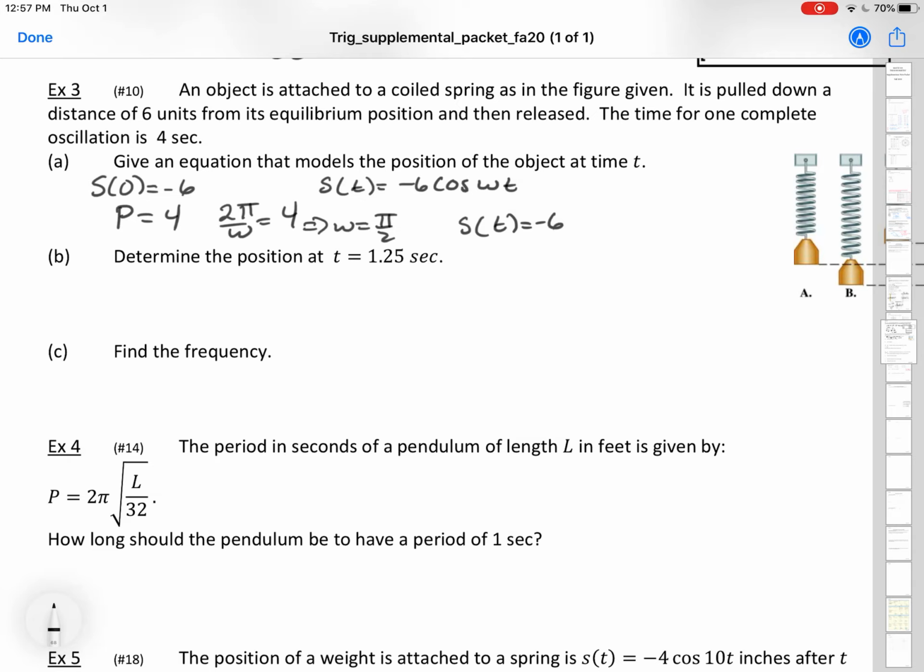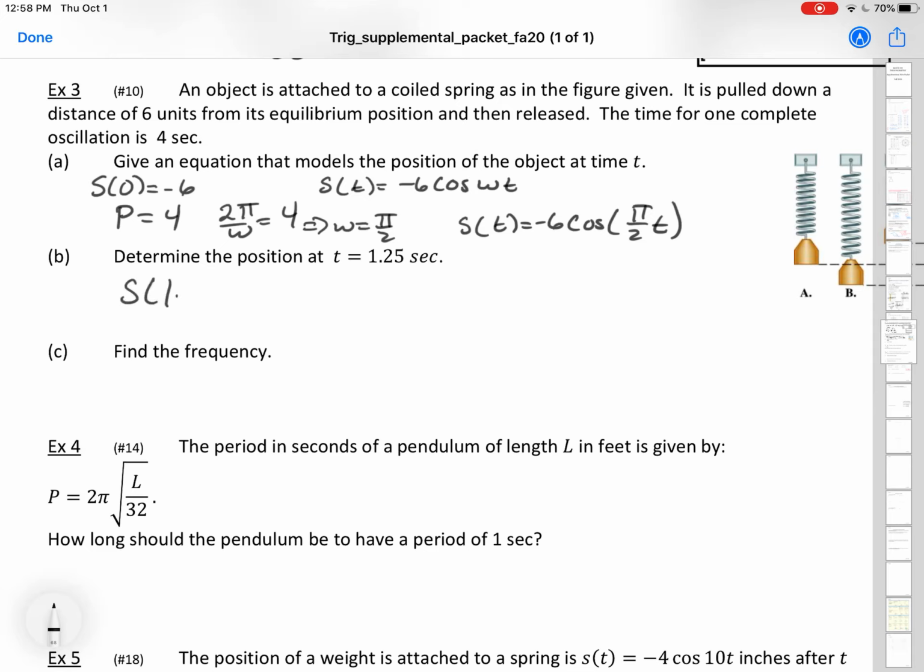I guess I should explain why we chose cosine. It's because at 0, cosine's 1, and I need it to be negative 6 at 0. So that's perfect. That's why I multiply by negative 6. If I use sine, sine of 0 is 0, times anything is still 0. I wouldn't be able to have a starting position that's off of the equilibrium point. And so that's why cosine's used most often. So this is negative 6 cosine of pi over 2 t. Awesome. Determine the position at 1.25.